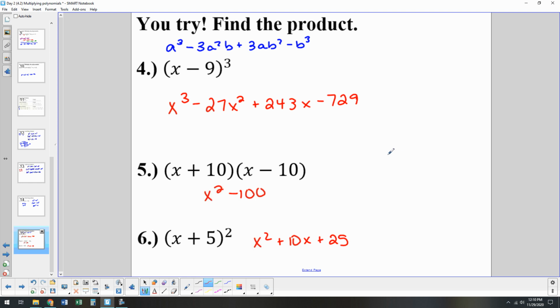All right, check those answers there. Right, x cubed minus 27x squared plus 243x minus 729. We have x squared minus 100, and x squared plus 10x plus 25. And that is the rest of 4-2.